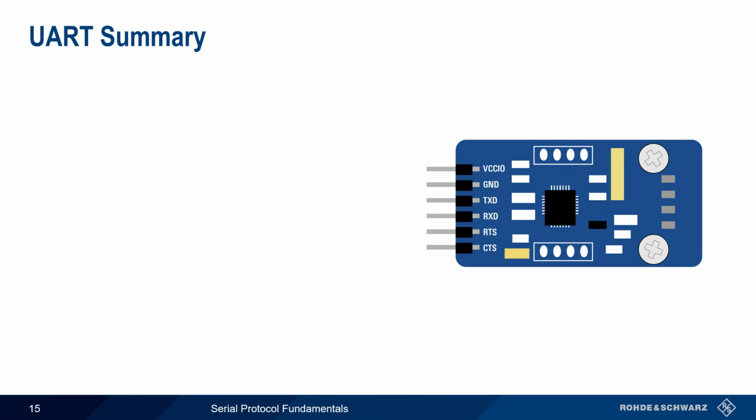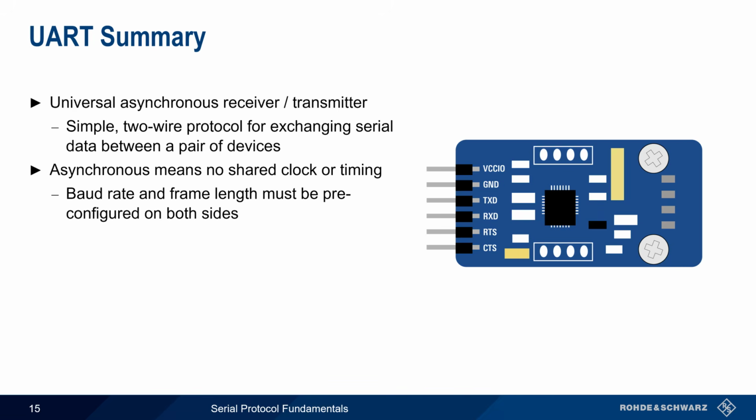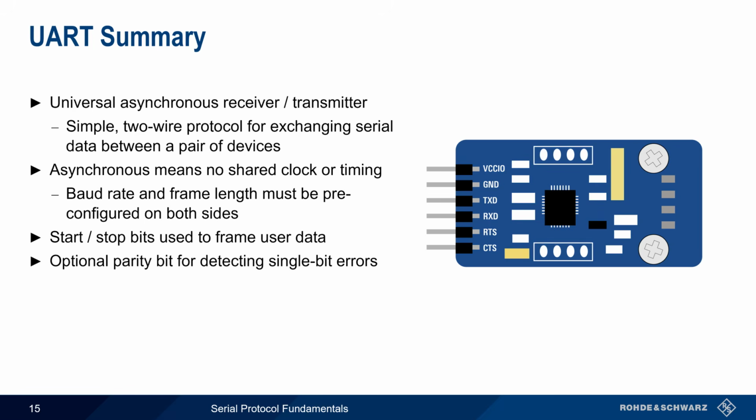Let's briefly summarize UART. UART stands for Universal Asynchronous Receiver Transmitter and is a simple two-wire protocol for exchanging serial data between a pair of devices. Asynchronous here means that there's no shared clock or timing between the two nodes. This in turn requires that the baud rate and frame length be pre-configured on each device. UART uses start and stop bits to frame the user data, which is usually 7 or 8 bits long, and an optional parity bit can be used to detect single-bit errors.